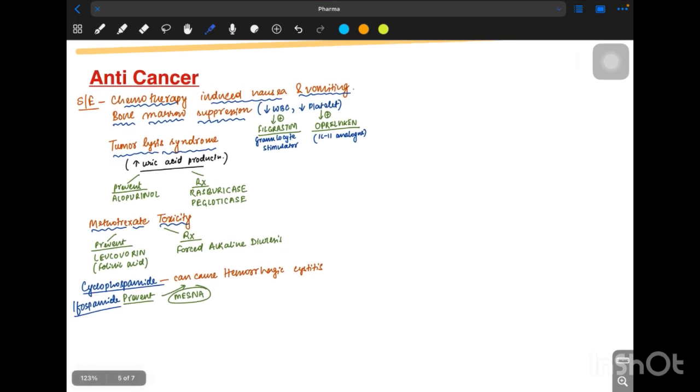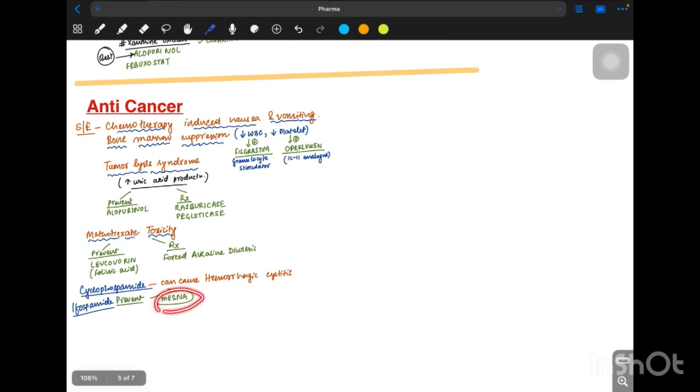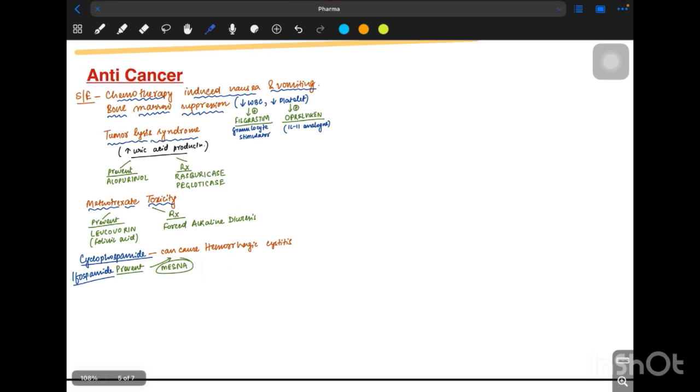Now, another important anti-cancer drug is cyclophosphamide. It can cause hemorrhagic cystitis. Cyclophosphamide or ifosfamide, these drugs as a side effect can cause hemorrhagic cystitis. And how can we prevent it? We can prevent this by giving another drug which is known as Mesna. So to prevent hemorrhagic cystitis, we can give Mesna.